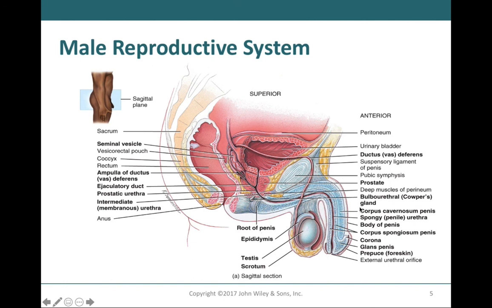spongiosum. The corpora cavernosum are paired structures that can be found on either side of the penis. These are going to be the areas that will fill up with blood in the event of an erection. And the corpus spongiosum will be found inferiorly on the penis, containing the spongy urethra. This is where the spongy penile urethra gets its name.